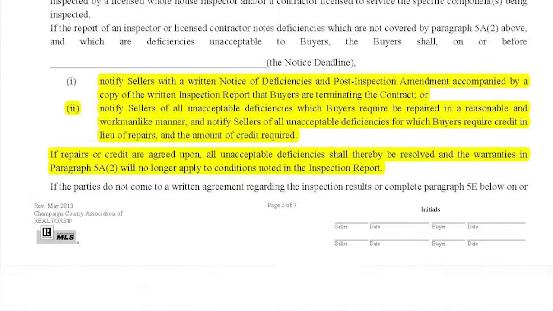If repairs or credits are agreed upon, all unacceptable deficiencies shall thereby be resolved, and the warranties in paragraph 5A2 will no longer apply to conditions noted in the inspection report.